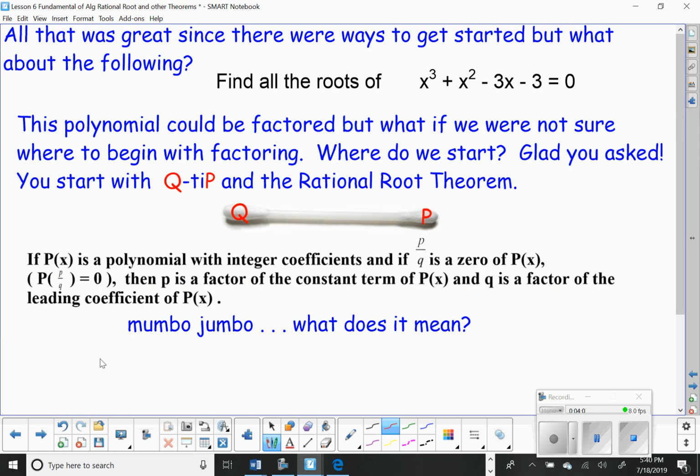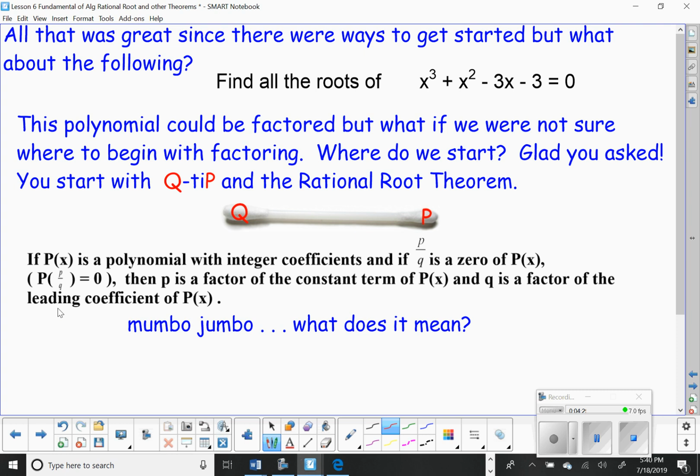Now, all that was great, since there were ways to get started. But what about the following? Now, I'm going to start with something very easy. And yes, we could factor this by grouping. But let's say we didn't know to group, okay? I want to teach you about the rational root theorem and how to use it.